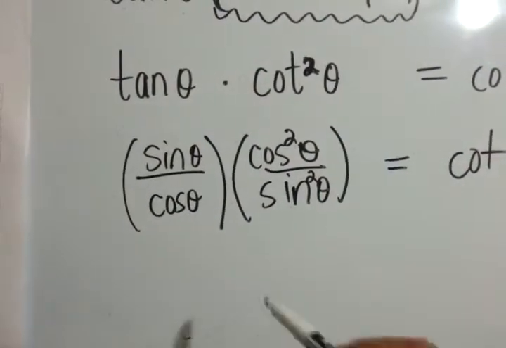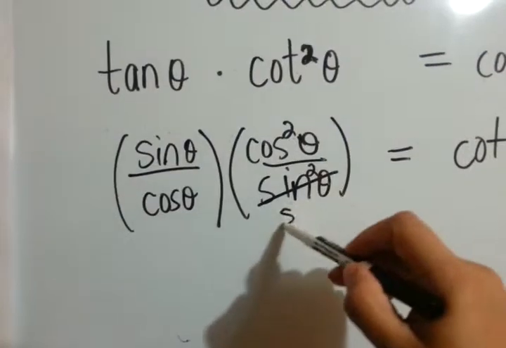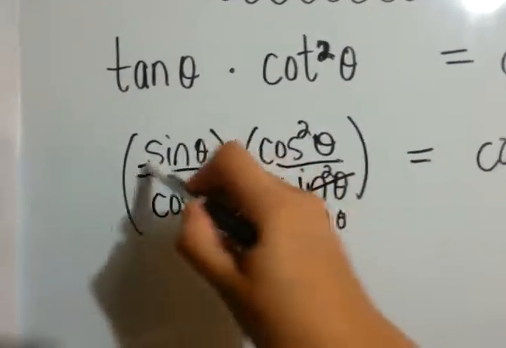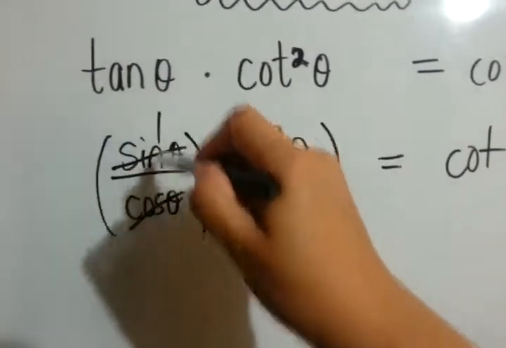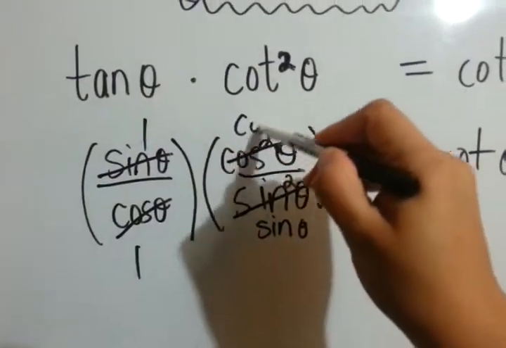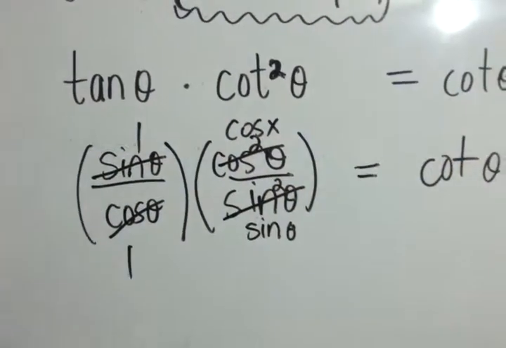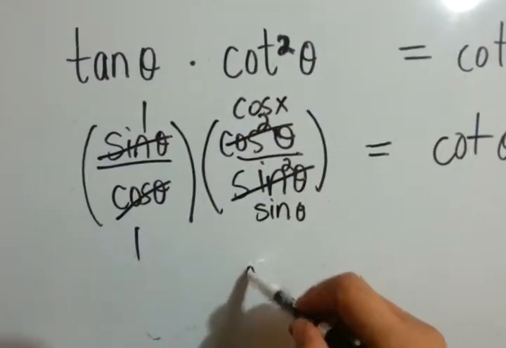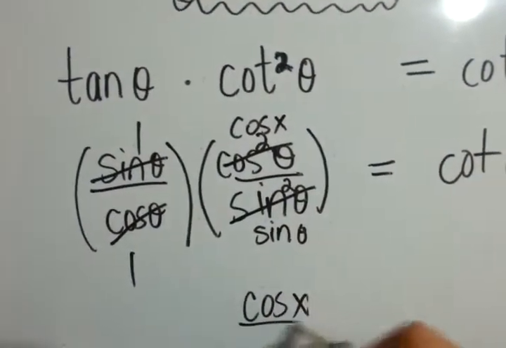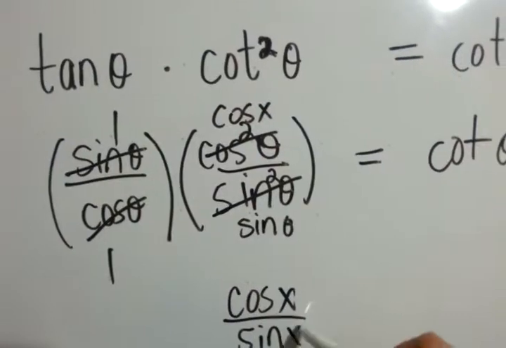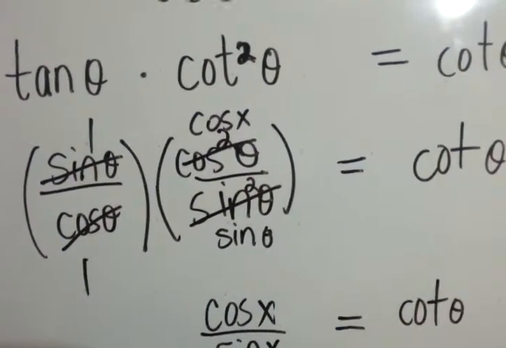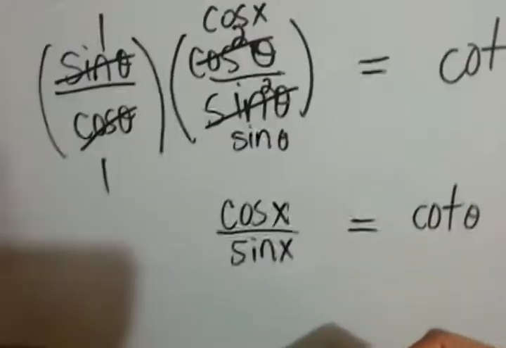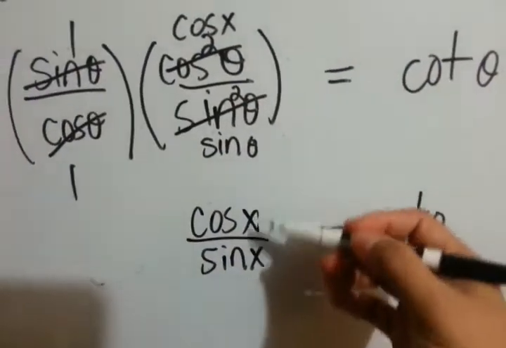Canceling. Well, one of the sines cancels with this one. Cosines, one of the cosines cancels. Well, we're left with 1. Okay? So we have cosine over sine. Alright. Oops, sorry. I hope you didn't cut off too much. Here we go. Cosine x over sine x.